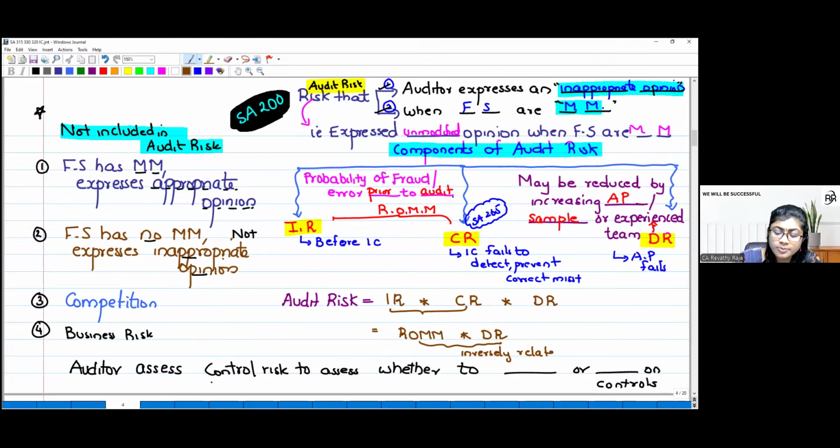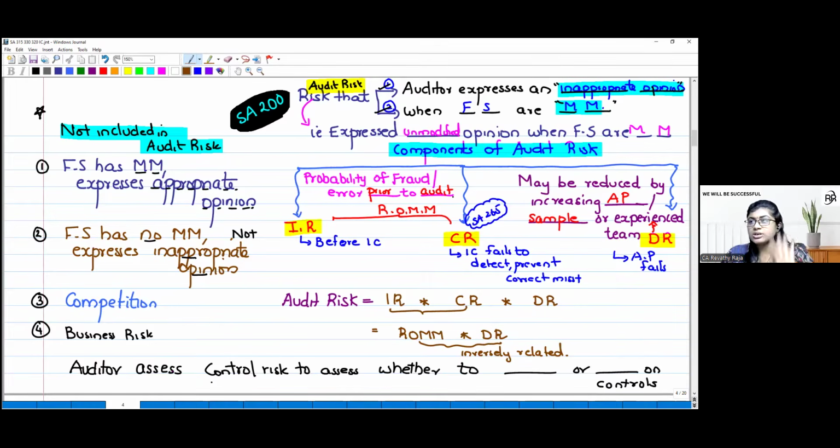May I know why? If risk is more, procedure is more. If more procedure, detection risk will be less. More ROMM, less DR. Very good.